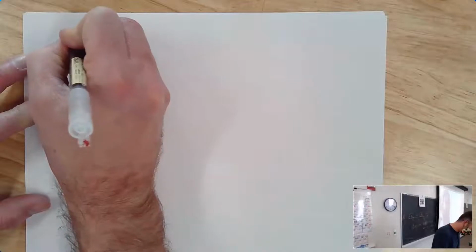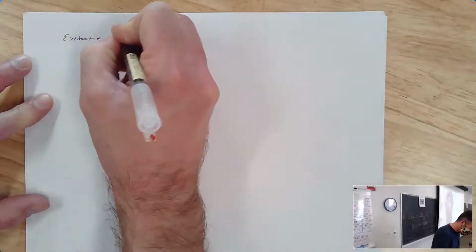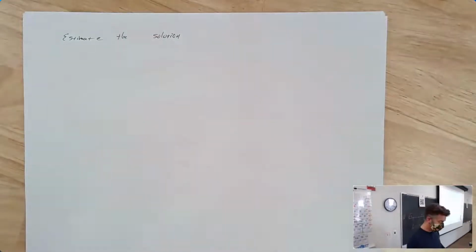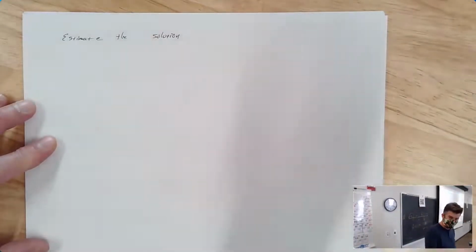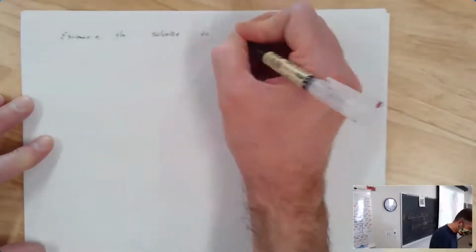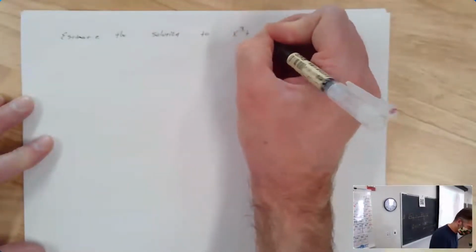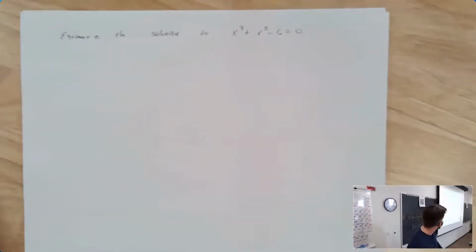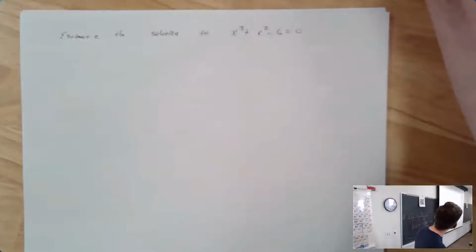So let's look at another example. It may be a slightly more useful example. So let's say we want to use Newton's method to estimate the solution. Don't worry, after these couple examples, we'll get to more of L'Hopital's rule. We want to estimate the solution to x cubed plus x squared minus 6 equal to 0.